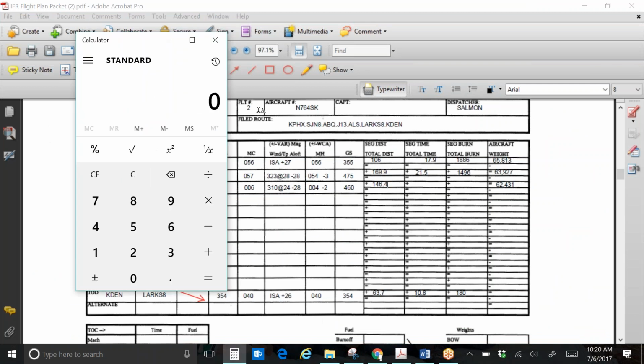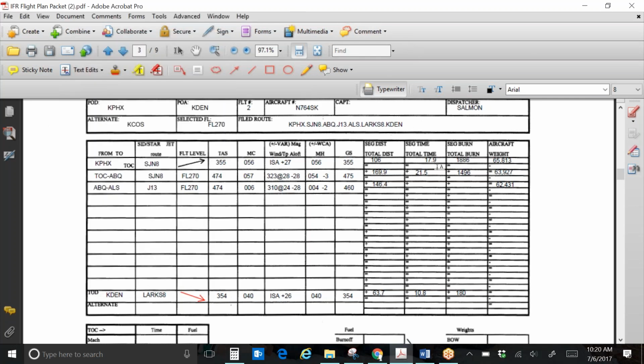Well, let's bring up the calculator. 146.4. Divide that by our ground speed of 460. It's going to be 0.3183. So remember 0.3183. So I'm going to take 60 minutes, times it by 0.3183. It's going to be 19.1 minutes. So let's go ahead and plug that in.